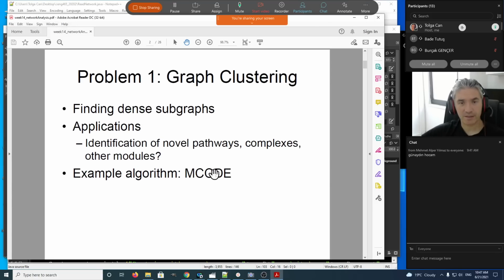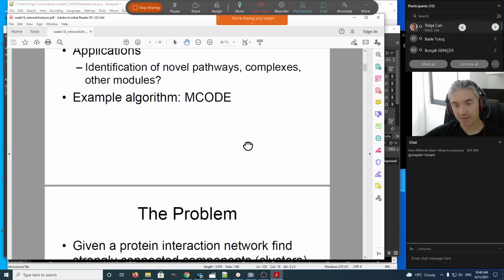The example algorithm is MCODE, as I said, and we are going to discuss that. This is graph clustering, finding these dense components, and it depends on the type of your network. If you have a protein interaction network, with physical interactions, the dense cluster may be related to protein complexes. If you're looking at an undirected network like STRING, where proteins that are involved in the same biological process also share edges between them, you can also find biological pathways by finding these dense clusters.